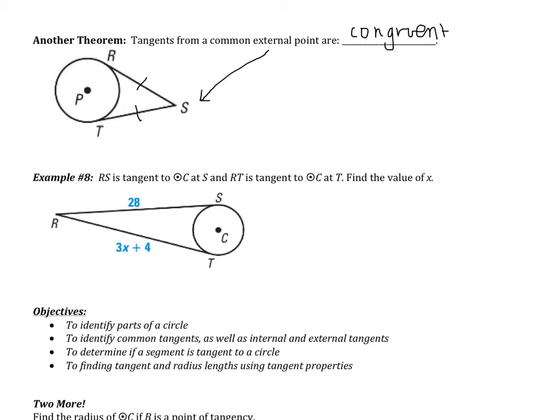So in figure number 8, it says RS is tangent to circle C and RT is tangent. Find the value of x. Okay, so I have two tangents. They come from the same external point, which means they are going to be congruent. Okay, congruent, we need to kind of jog our memories a little bit. It means they're going to be equal. So I have 28 equals 3x plus 4. Subtract 4. I have 24 equals 3x, and x equals 8.